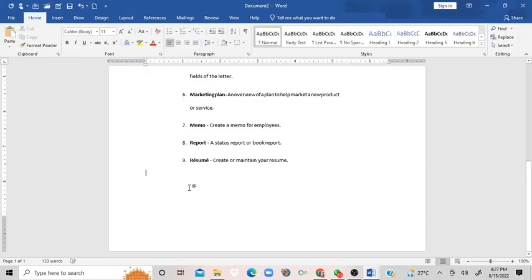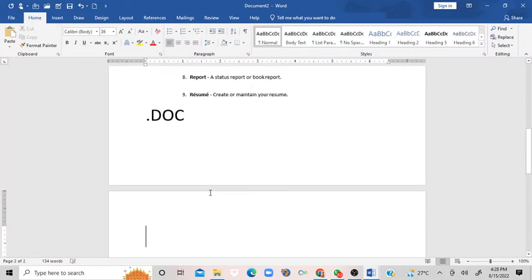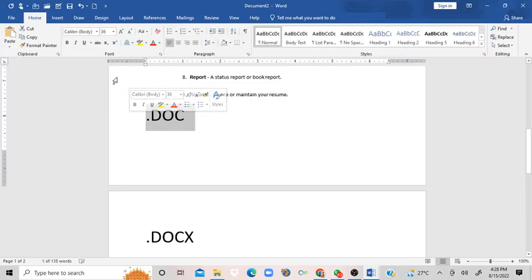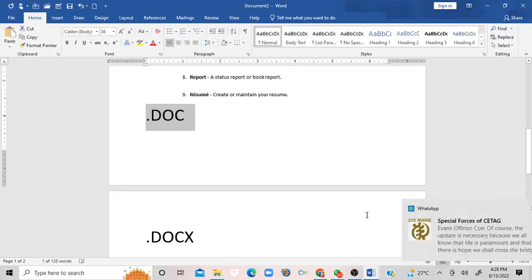Then another thing that you need to note is that whenever you create a document in Microsoft Word, you see a file extension, and that file extension is called .doc, or in the new versions you will see .docx. That is the file extension.